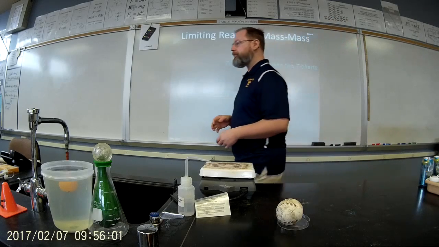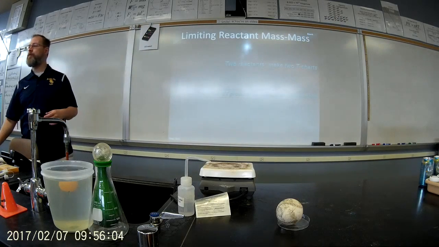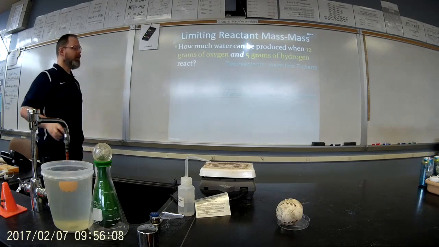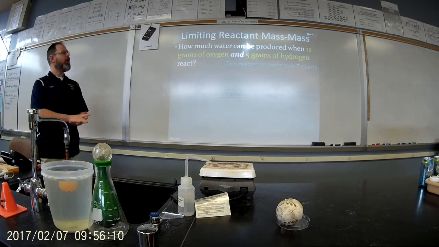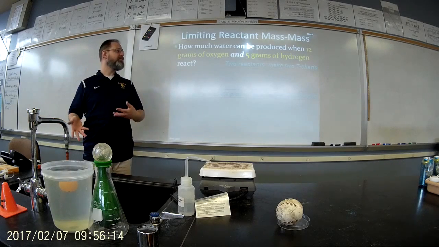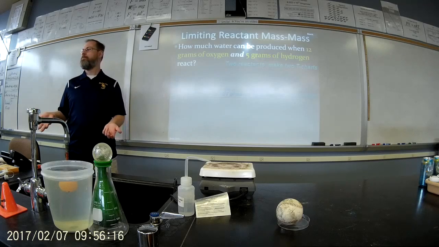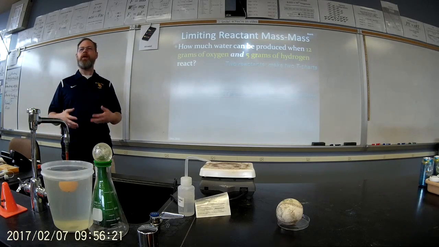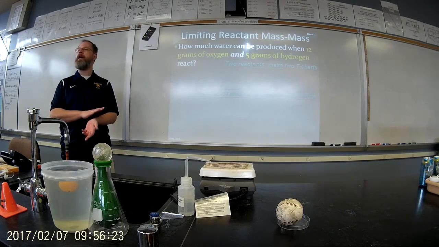Okay, so without any questions before we jump right in? All right. So consider this exercise. How much water can be produced when 12 grams of oxygen and 5 grams of hydrogen react? 12 grams of oxygen, 5 grams of hydrogen. Which one on the surface looks like it might be the limiting reactant?